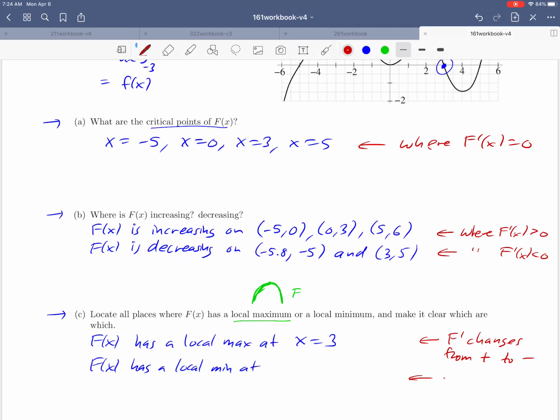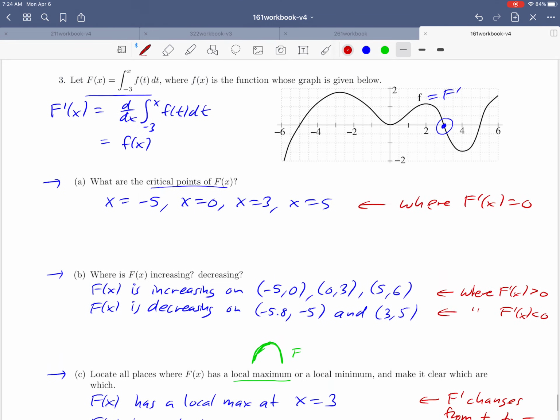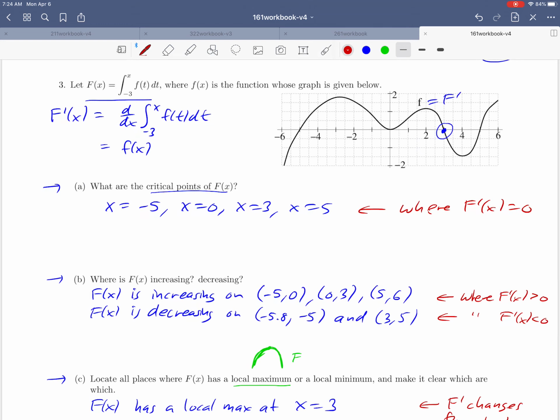Okay, so there we're looking for a place where the derivative changes from negative to positive. So if you look back at the graph of our derivative, do you see any places where the derivative graph goes from below to above? Okay, I think I see 2 points like that. So one here at -5 and one here at 5.